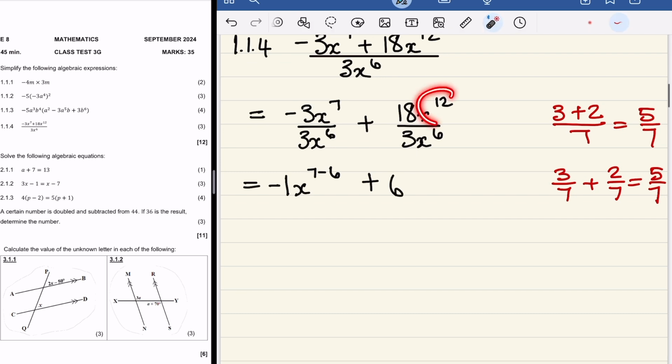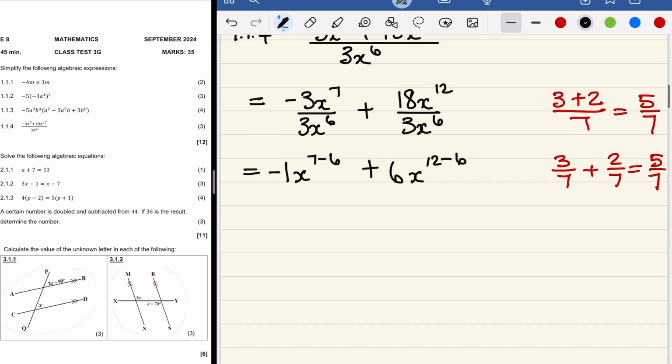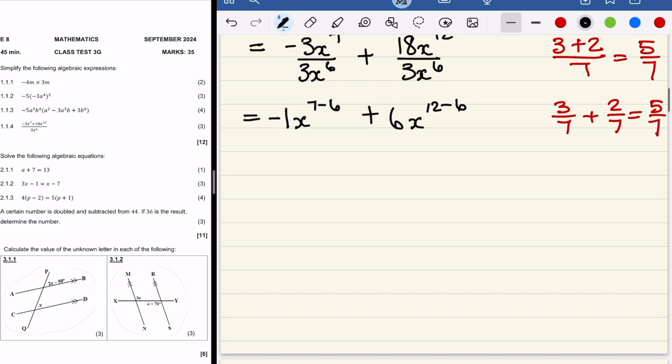And then I've got x to the power 12 over x to the power 6, that will be x to the power 12 minus 6, because I'm dividing here, so I need to subtract the exponents. Simplifying this, I remember I don't need to write the 1, so I'll just write negative x to the power of 1, which also is not shown. So 7 minus 6 is 1, so in algebra we don't write the 1, so that is just negative x. And here I've got plus 6x to the power 12 minus 6, which is 6.